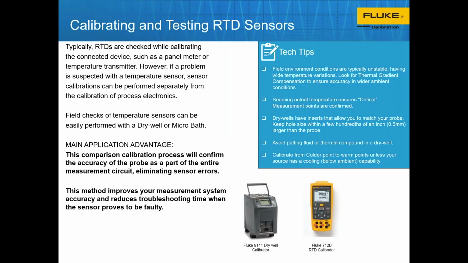Typically RTDs are checked while they're connected to your device, such as a panel meter or a transmitter. However, if you suspect that the temperature sensor itself is out or there's a problem with the calibration, you need to perform the calibration on the RTD or the thermocouple independently of the loop. To do that, we have to source the temperature to that particular probe, and that's where we use a dry well calibrator.